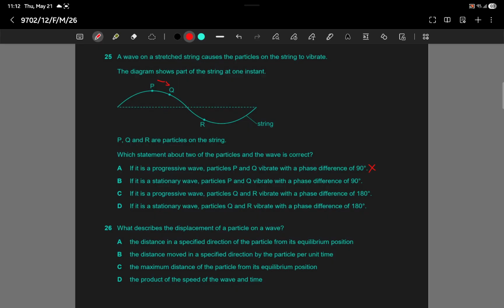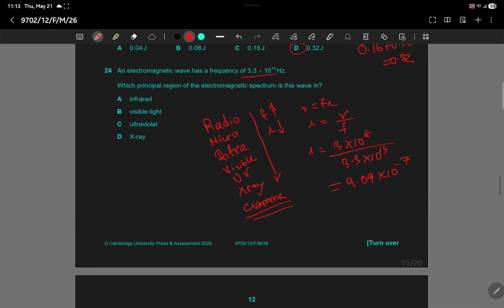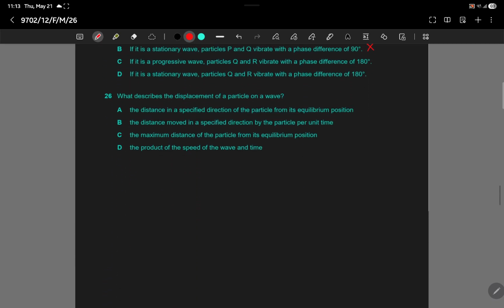If it is a stationary wave, particles P and Q vibrate with a phase difference of 90. Stationary wave. Still not true. If it is a progressive wave, particles Q and R vibrate with a phase difference of 180. If it is a stationary wave, particles Q and R vibrate with a phase difference of 180. Actually, guys, my bad. This is not infrared. It's actually visible light. A mistake there. So now back to question number 25.